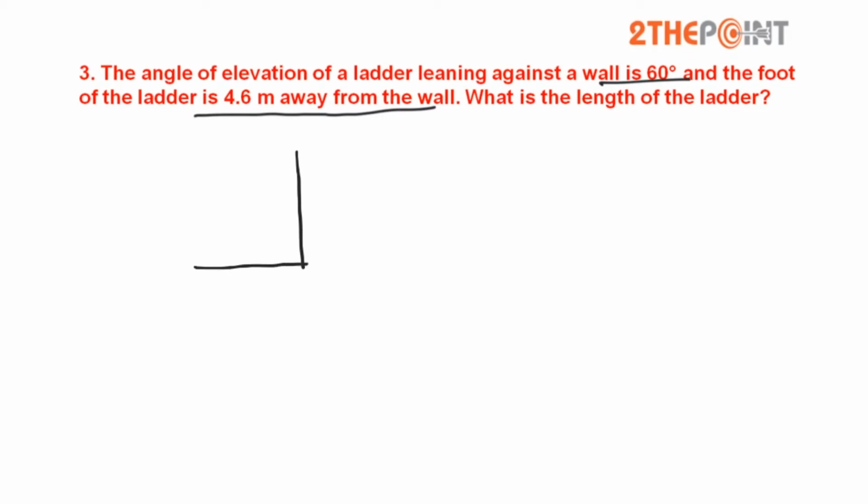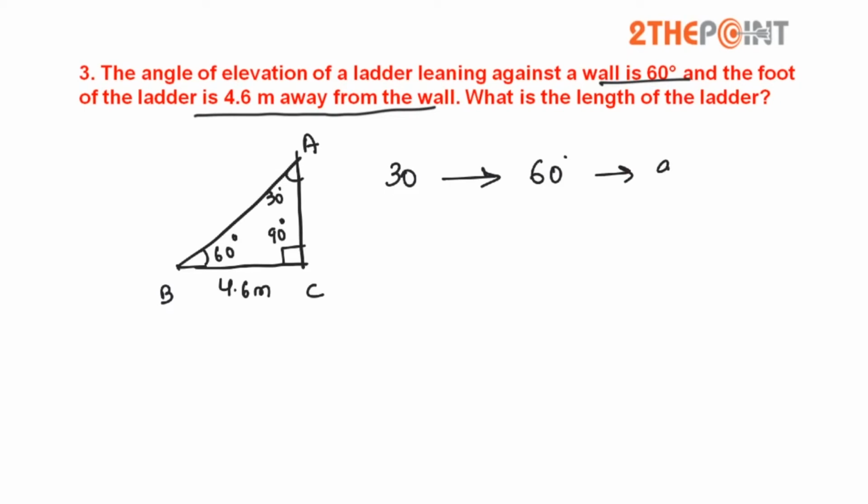The angle of elevation of the ladder leaning against a wall is 60 degree. This is the ladder and it is 60 degree, and the foot of the ladder is 4.6 meter from the wall. Let's take this as ABC. As the wall is straight, this is a right angle triangle, that is 90 degree, and the other angle is 30 degree. So 30, 60, 90. We can use the ratio of 30, 60 and 90.